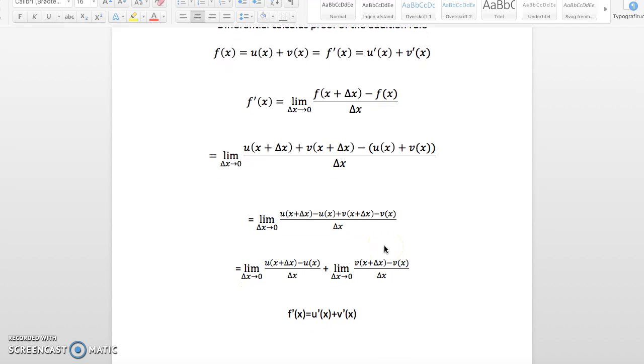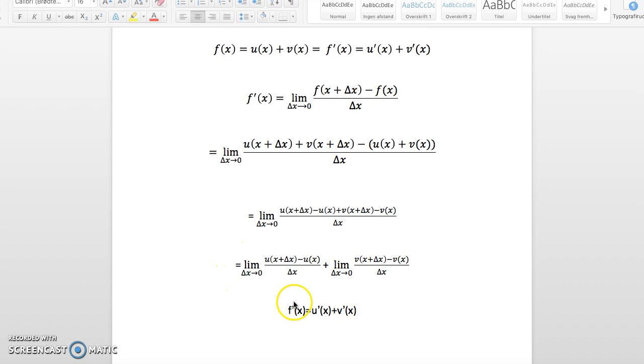And what I have right now is actually two different functions. I have the u of x plus delta x minus u of x on this side, and then I have the v of x plus delta x minus v of x on this side. And actually both of them are over delta x. So I can now rewrite it as this, which is again f prime of x is equal to the limit of u of x plus delta x minus u of x over delta x plus the limit of delta x approaching 0 of v of x plus delta x minus v of x over delta x.